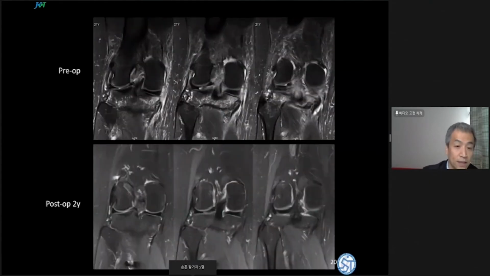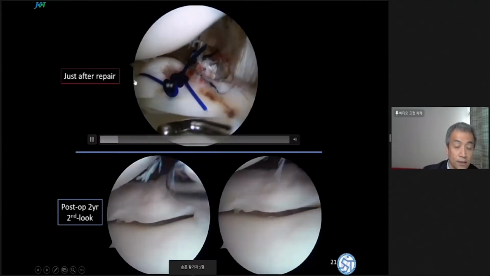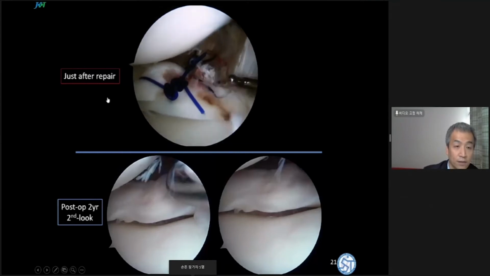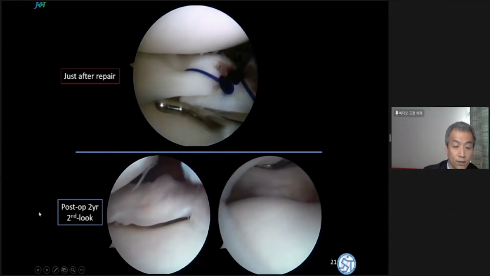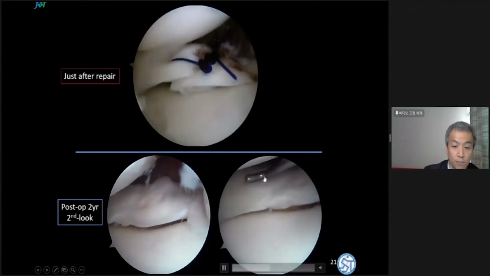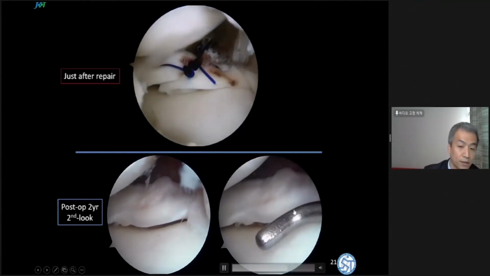And for this patient, the preoperative MRI shows the total rupture of the root area, and it is healed after 2 years. And this is a video just after the repair. Then we also performed the second-look arthroscopy. We can find here the repair site is totally healed, completely healed.